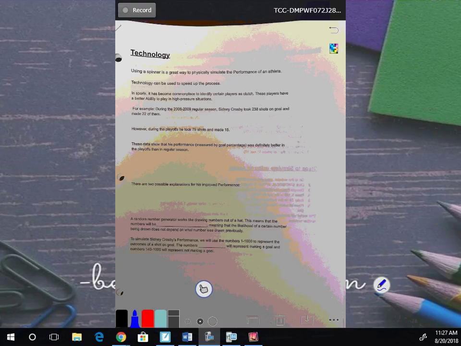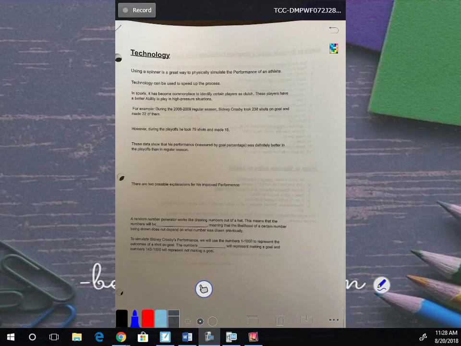Well, in this case, this is where technology comes into effect. Now, I know on the screen that the notes is kind of small, but it's basically word for word on the paper. So if you just look at your paper, you should be fine. So technology is a great way to speed up the process.